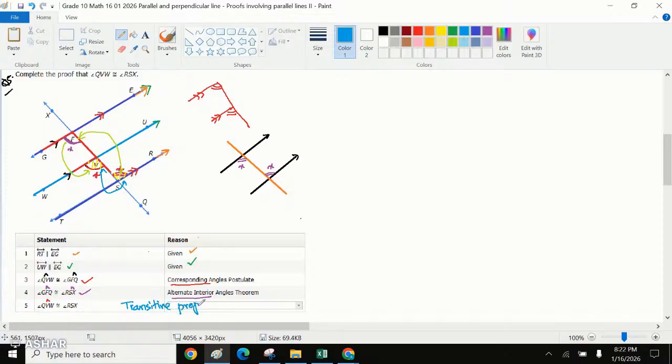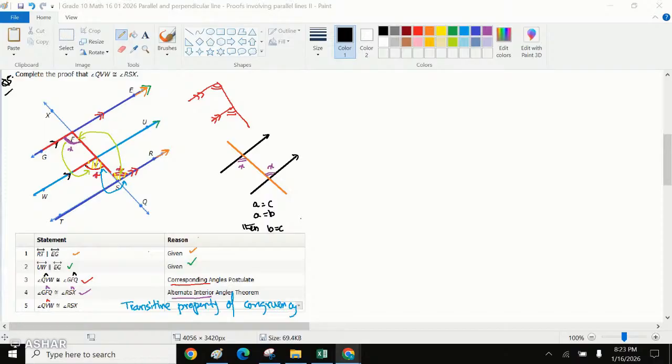transitive property of congruence. It would be stated like this: if A equals C and A equals B, then B is also equal to C, right? That is the transitive property of congruence to find the angles in a given question, okay?